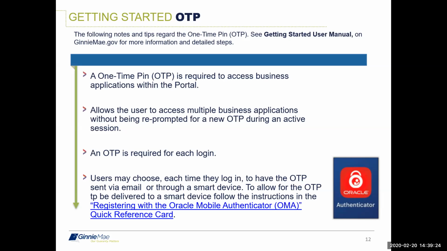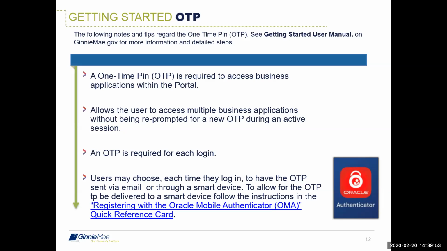It can be a personal device or a work-issued device, but through an app on your smart device, you can register for the Oracle Mobile Authenticator and attach that to your MyGinnieMae account so that it will generate a PIN that you can use as part of your multi-factor authentication. It is so much easier to navigate, and I strongly encourage you to go ahead and follow those instructions.